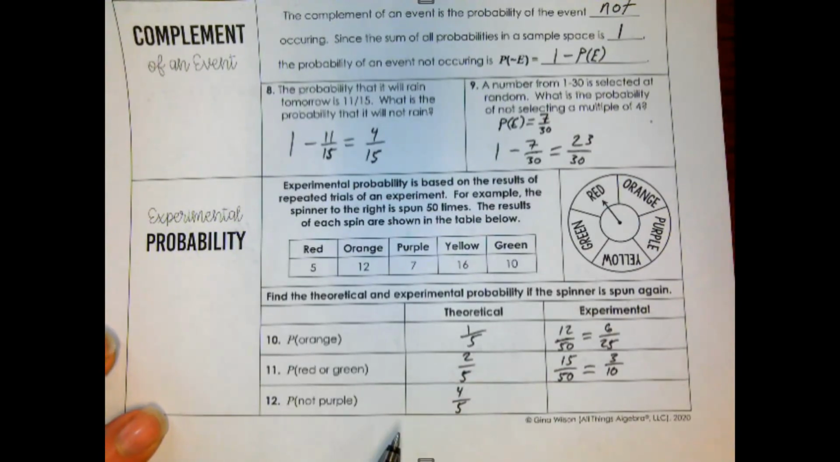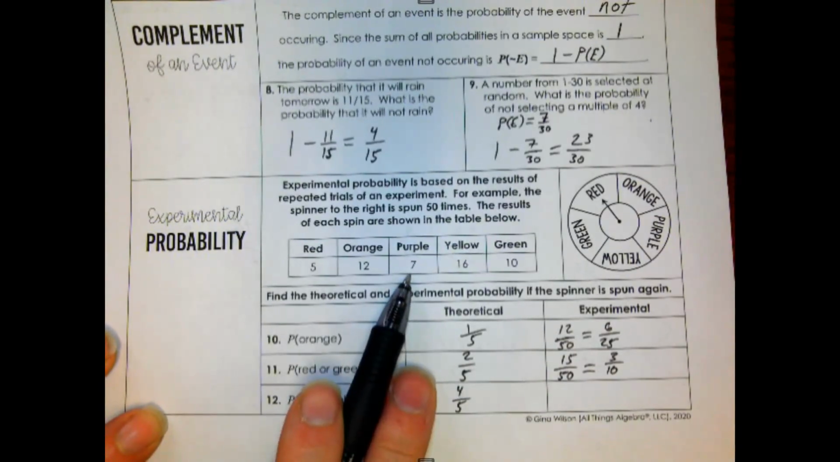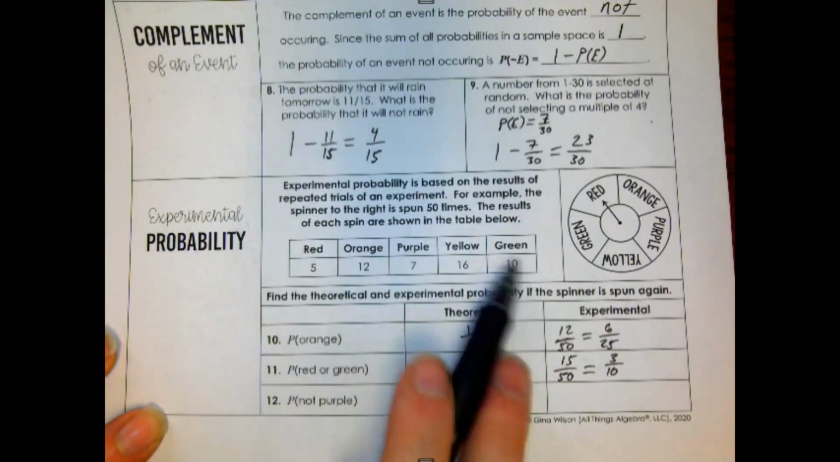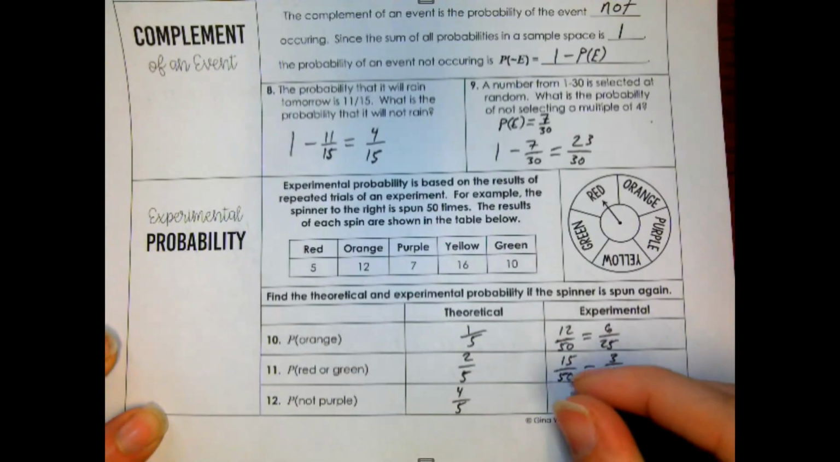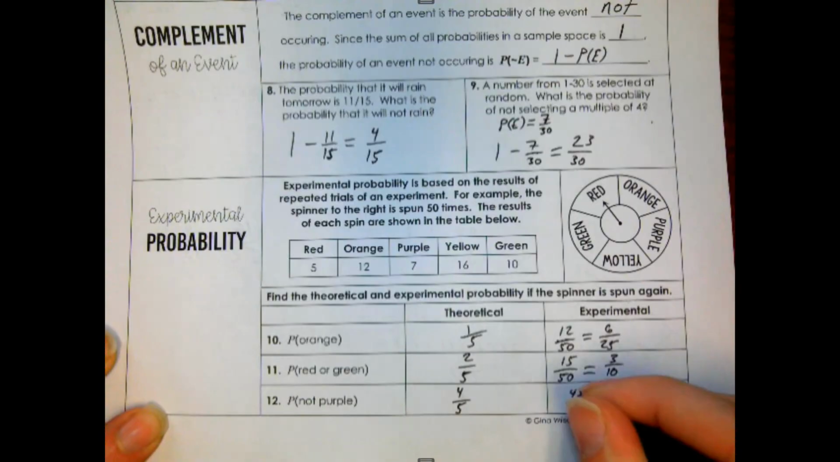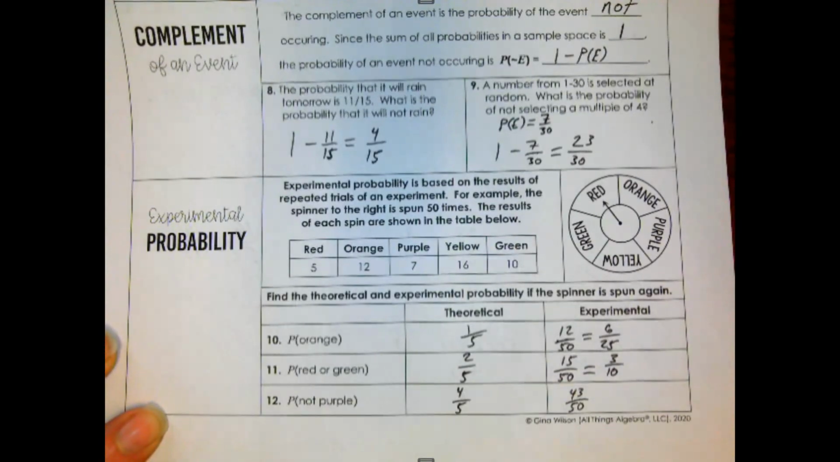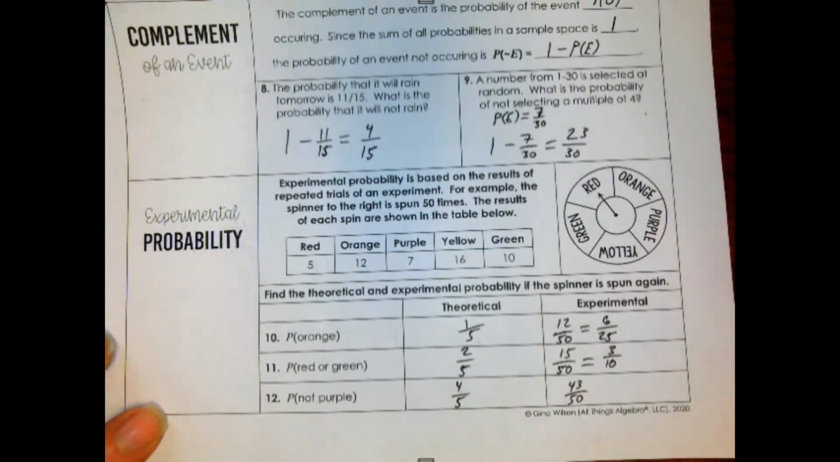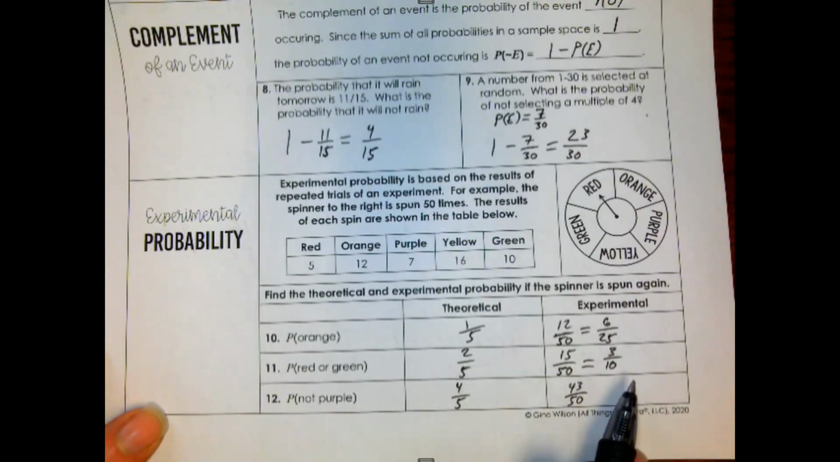And what's the probability of not landing on purple? Experimentally, they landed on purple 7 times, which means they landed on the other colors 43 times out of 50. So slightly higher than a 4 out of 5 chance. So that's experimental versus theoretical.